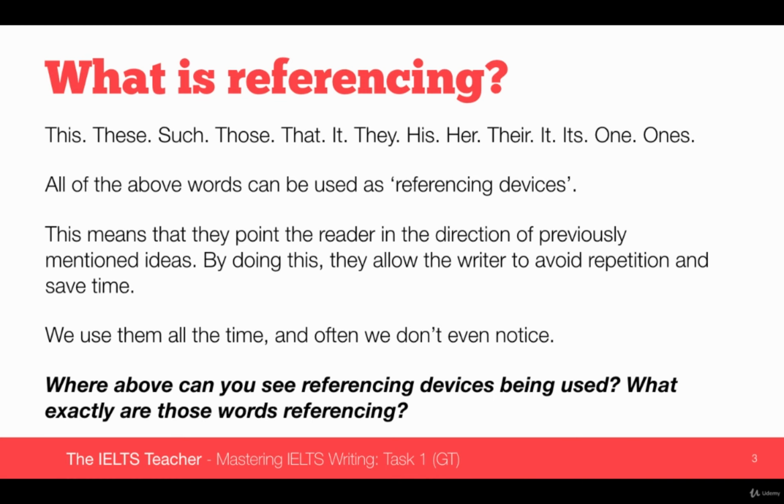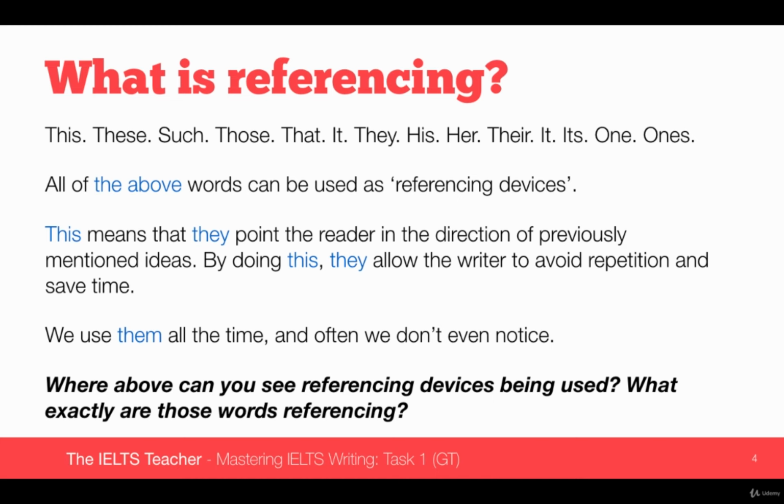Let's have a look. So these are the referencing devices. We have all of the above words. And here we're referencing all the words at the top of the page. So this, these, such, that, those, etc. This means that they point the reader. When we say this means, we're talking about the sentence above. So this means, the idea above, that idea above means that they point the reader. The above words point the reader. Referencing devices point the reader. We're pointing to the referencing devices there, in the direction of previously mentioned ideas.